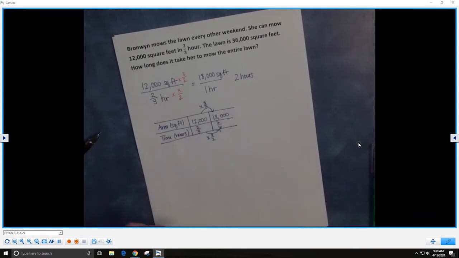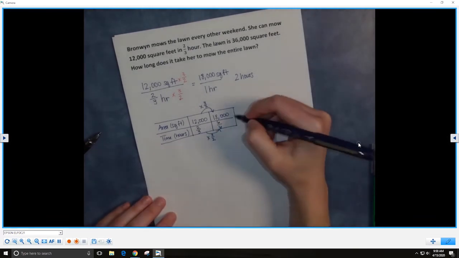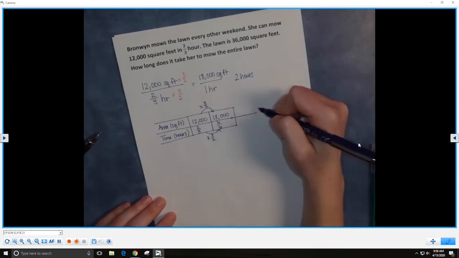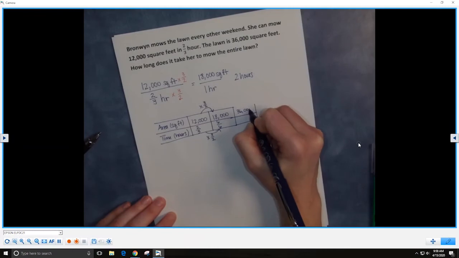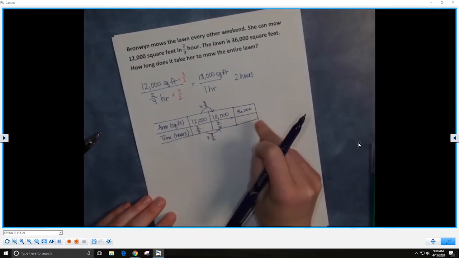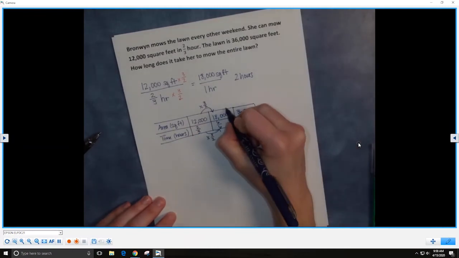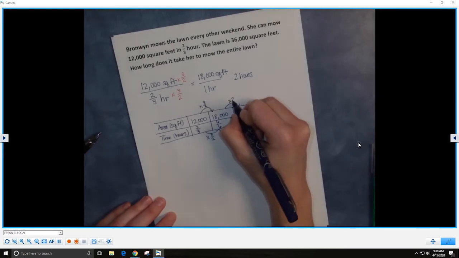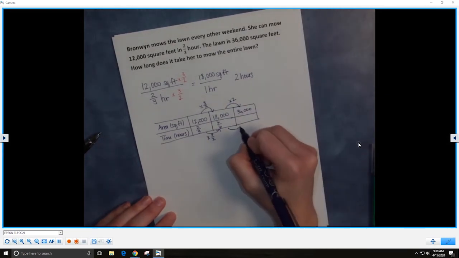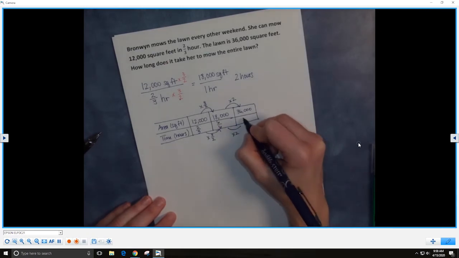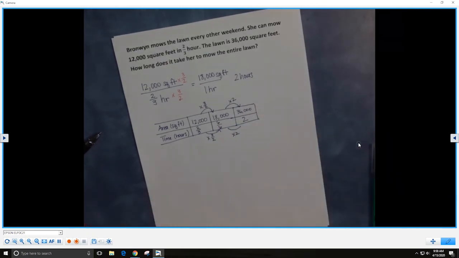Okay, and so then let's add on to our table a little bit. We know that we needed this to be 36,000 square feet. That's how many square feet the lawn is. Well, 18,000 times 2 is the 36,000 square feet that the lawn is. So 1 times 2 is 2.